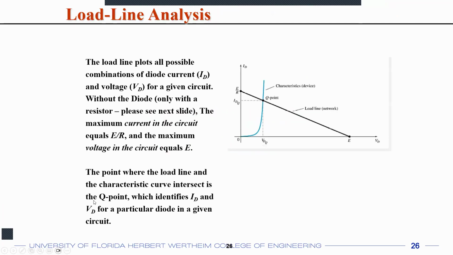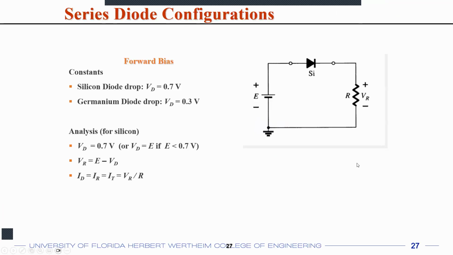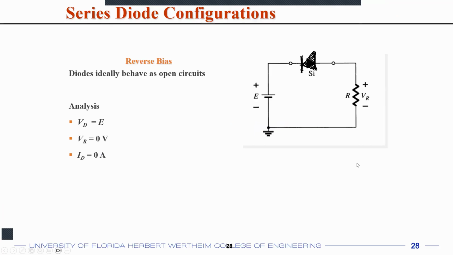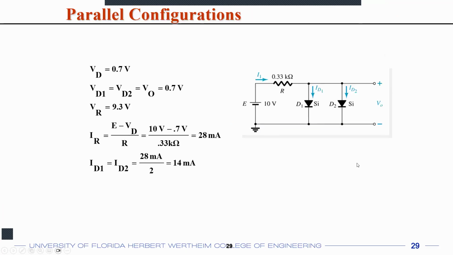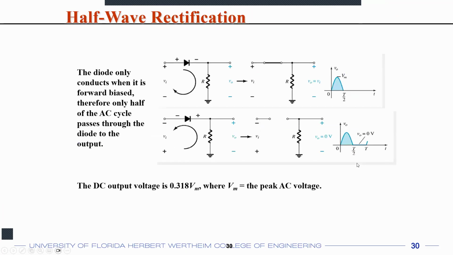All right. So we also started looking into diode applications. We looked into the load line. We looked into forward bias diodes as well as reverse bias diodes, and solved one or two problems, I guess, in the last lecture. And then we also looked into half-wave rectification. That's one application of a diode-based circuit.